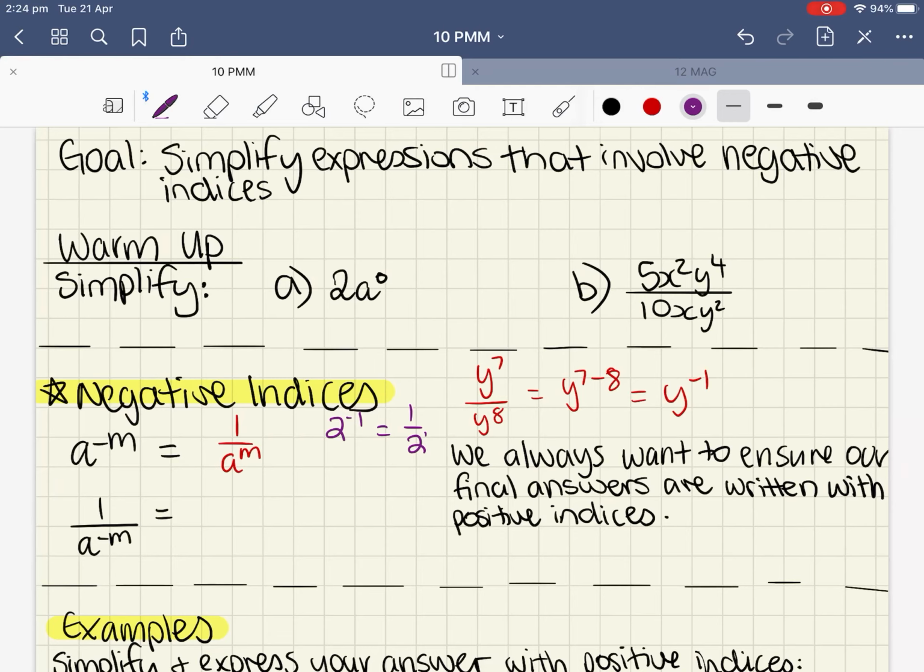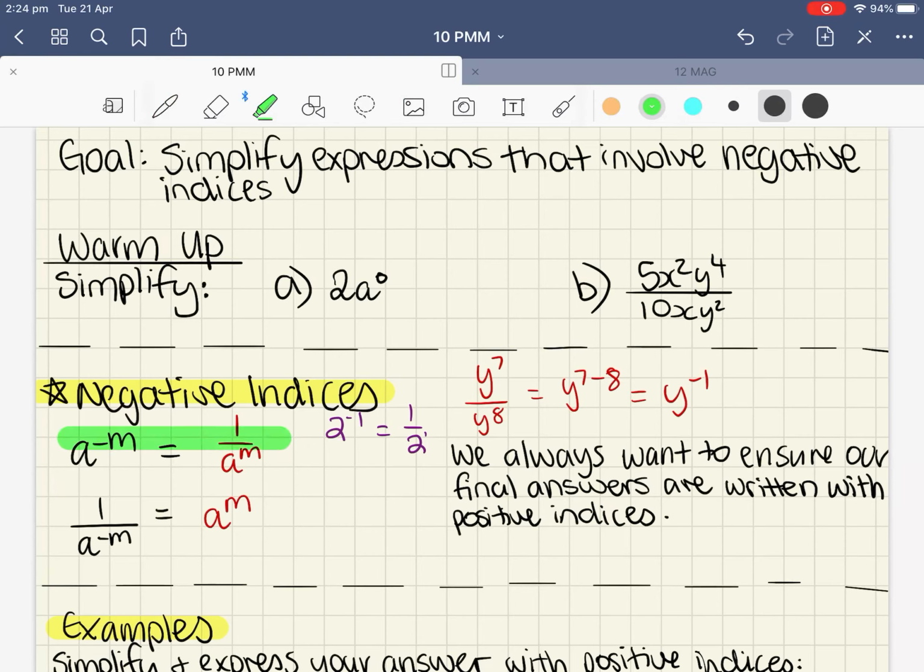Sometimes that negative index ends up on the bottom. But that's okay, because just like we did here, we just popped it on the denominator and made it positive. Here, we're going to bring it up to the numerator to make it positive. So we're always going to do the opposite. So 1 divided by a to the power of negative m is equal to a to the power of m.